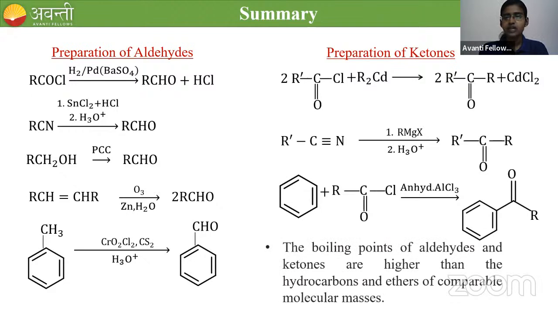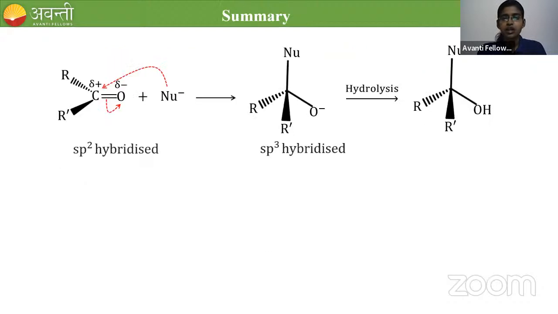We also discussed some physical properties of aldehydes and ketones. Mainly, aldehydes and ketones have higher boiling points compared to hydrocarbons and ethers of comparable molecular masses. Coming to the chemical properties of aldehydes and ketones, we discussed nucleophilic addition, where the nucleophile attacks the carbonyl carbon, we get a tetrahedral intermediate, and at last we get the final product through hydrolysis.